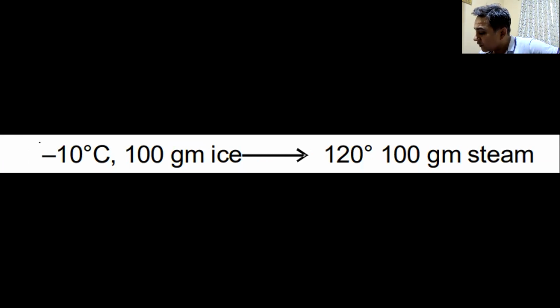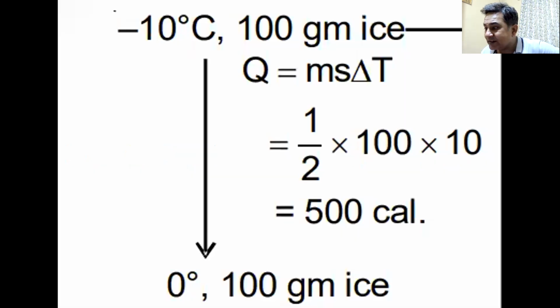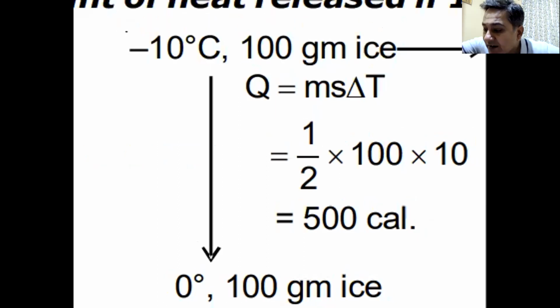First of all, you have got ice at minus 10 degrees Celsius. You will heat it up, and from minus 10, you will bring it to 0 degrees Celsius. Yes or no? So that is how you will bring it up. You will convert ice at minus 10 degrees Celsius into ice at 0 degrees Celsius. And how do you do it?